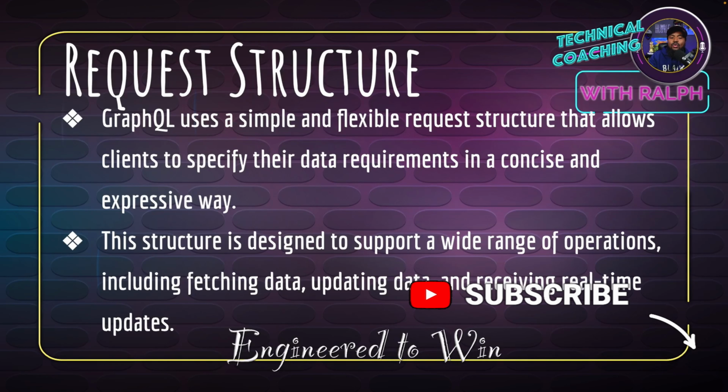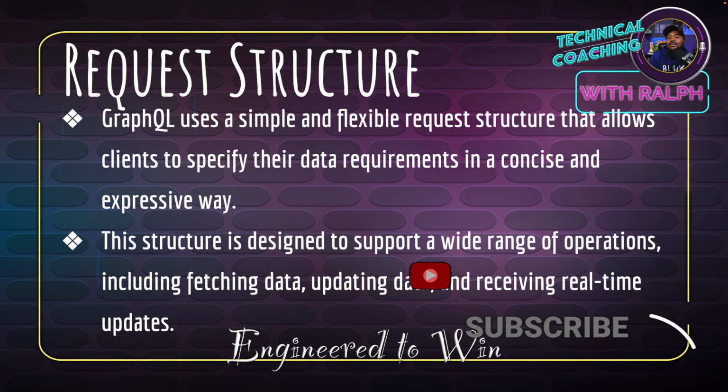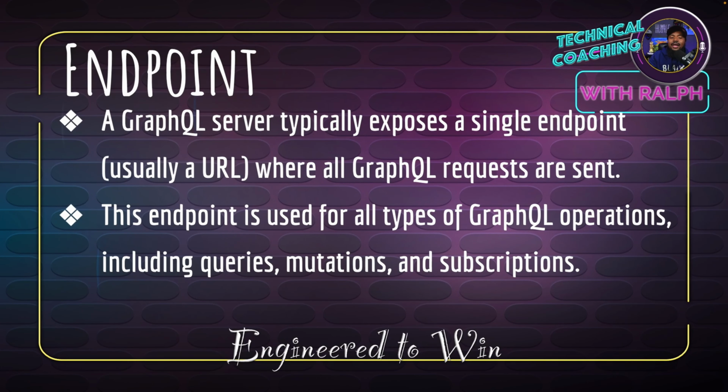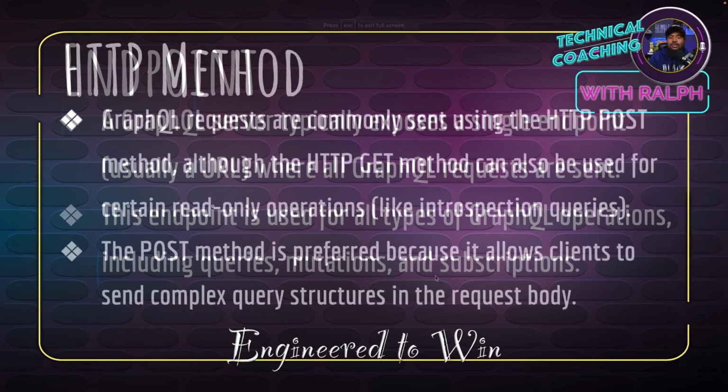Request structure. GraphQL uses a simple and flexible request structure that allows clients to specify their data requirements in a concise and expressive way. This structure is designed to support a wide range of operations, including fetching data, updating data, and receiving real-time updates. Endpoint. A GraphQL server typically exposes a single endpoint, usually a URL where all GraphQL requests are sent. The endpoint is used for all types of GraphQL operations, including queries, mutations, and subscriptions.